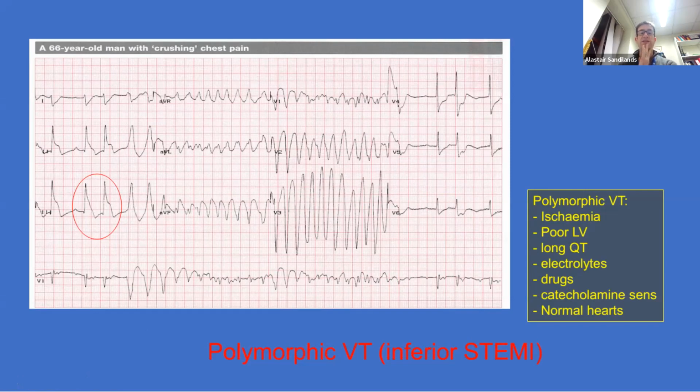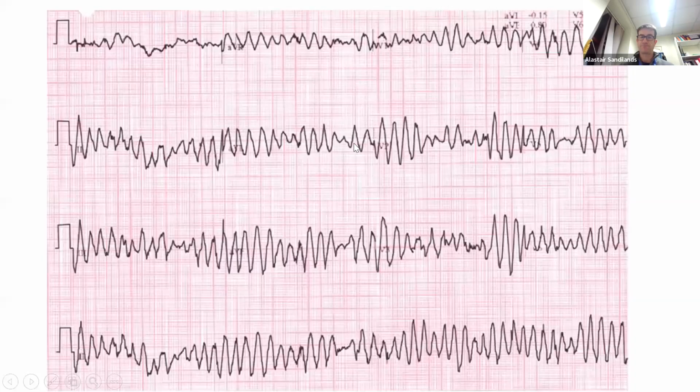So polymorphic means many different forms within a given lead. Look at the given lead, V2, we have a tachycardia that's irregular, but the beats look different. Okay, I did show you this ECG during the antiarrhythmics lecture.